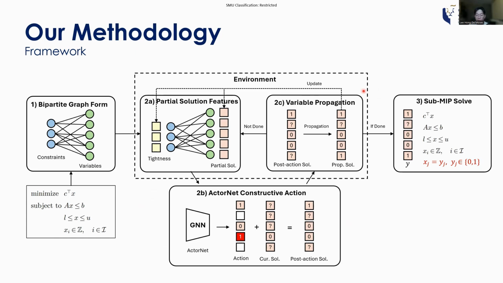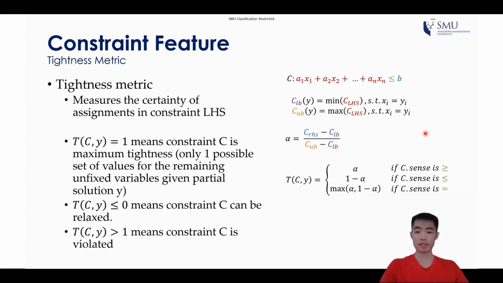These three stages are repeated until a termination criteria is met. The partial solutions are then fixed with a specific decoding method to create a sub-MIP problem that we then solve to obtain the final variable assignments. In our paper, we extended from the neurodiving and predict and search paper by implementing the decoding methods they had used. Now I'll be explaining our tightness metric.